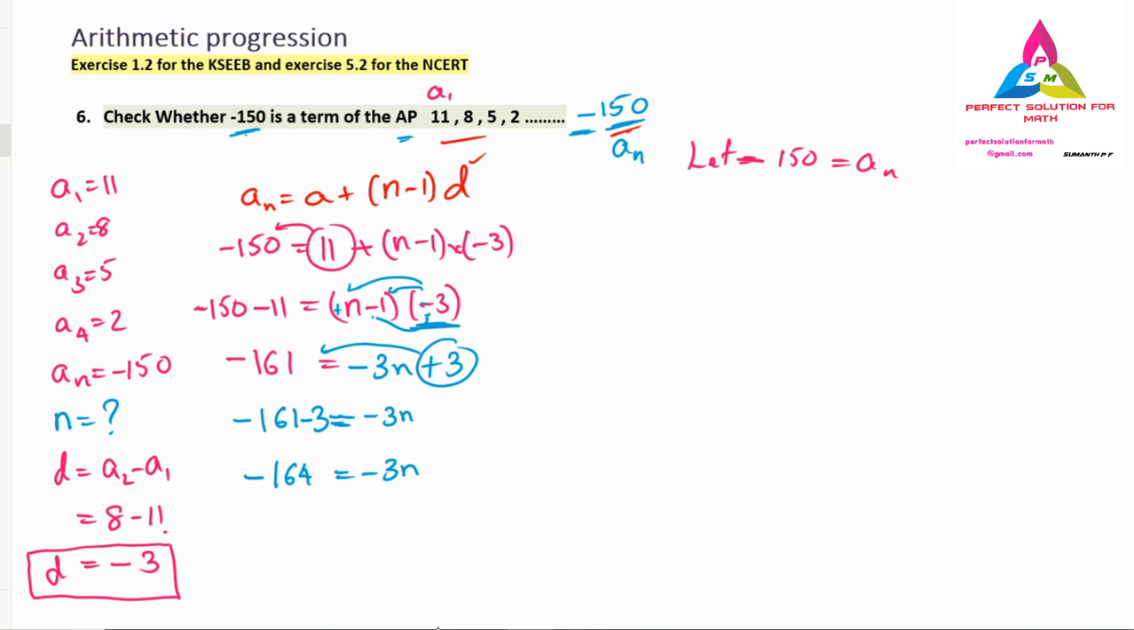Now, very importantly, we have to keep only the n value over here, so we have to keep only n. So here between minus 3 and n we have multiplication. When you shift that minus 3 to the other side, what will happen? It will divide, because in between minus 3 and n we have into, so it will divide. It will not become plus 3 because it is minus 3 into n. So minus 164 divided by minus 3. So minus minus gets cancelled. What is 164 divided by 3? If we find that the n value becomes a natural number without a fraction value, then that minus 150 is a term of this given AP.